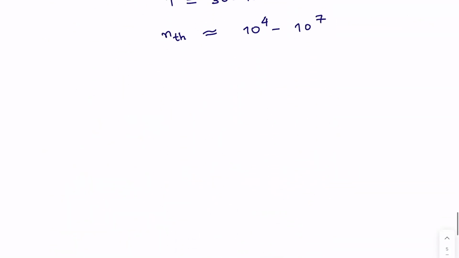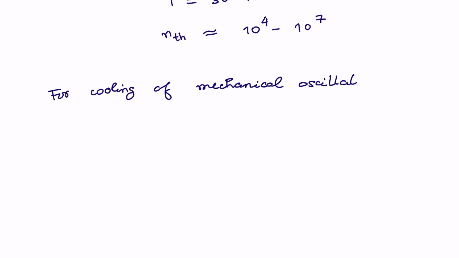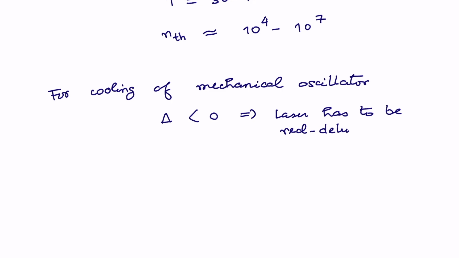So for cooling of the mechanical oscillator, you should set the detuning parameter to be less than 0. That means the laser should be red detuned. This implies the laser has to be red detuned, and this is extremely critical to cool the mechanical oscillator.